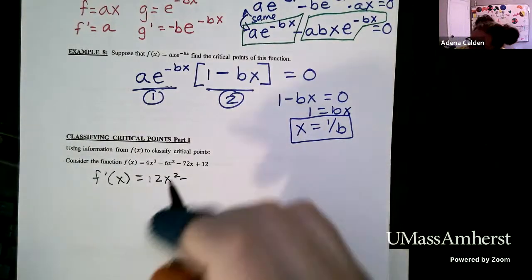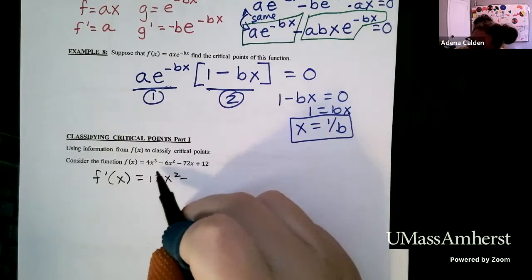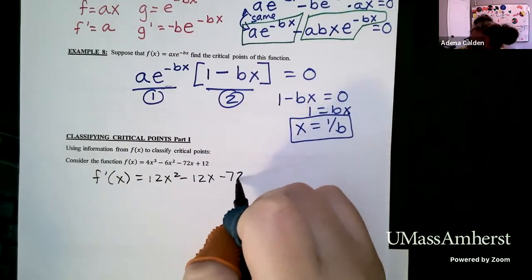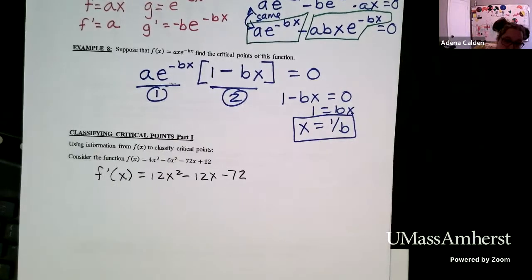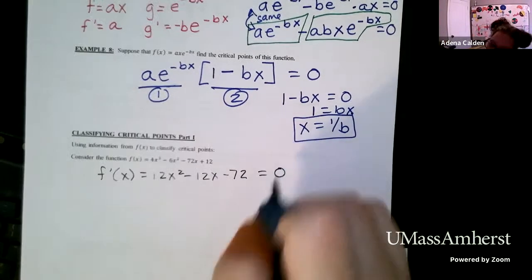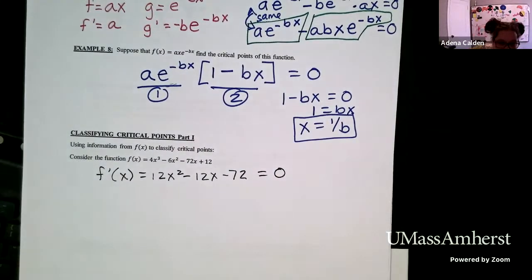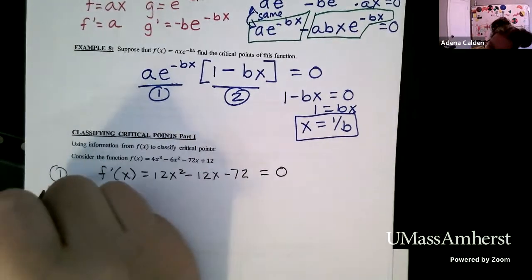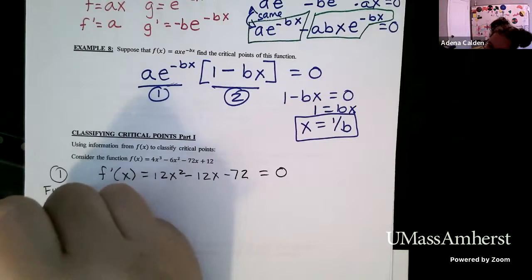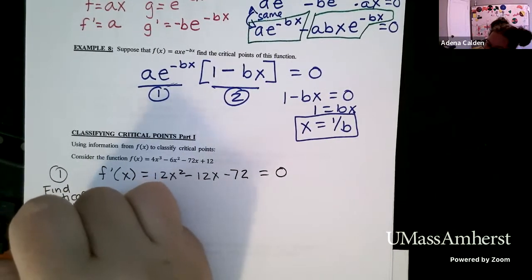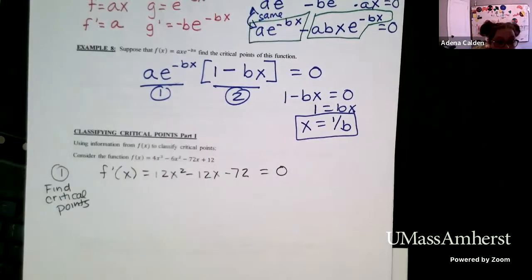That's okay. So when we do the derivative here, we have 12x squared minus 12x minus 72. Again, first derivative, we want to know when does that equal 0? So this is the algebra part. Step 1, what we're doing right now, is to find critical points. That's what we've been doing all of class, step 1 of this process.